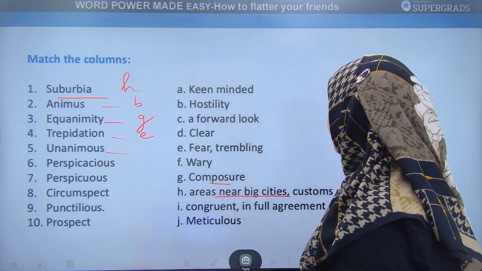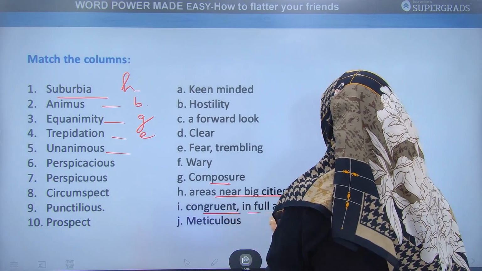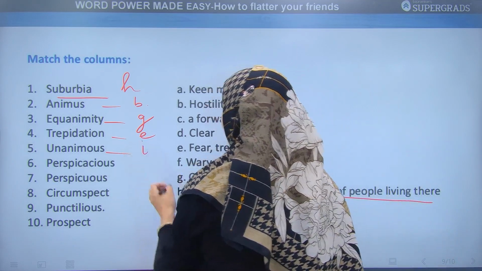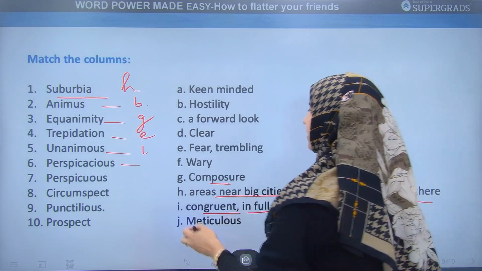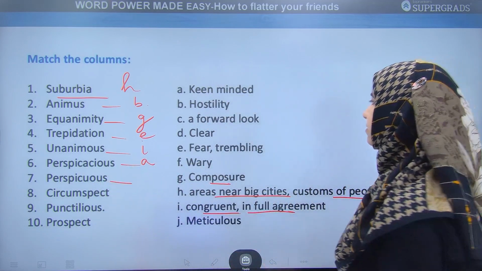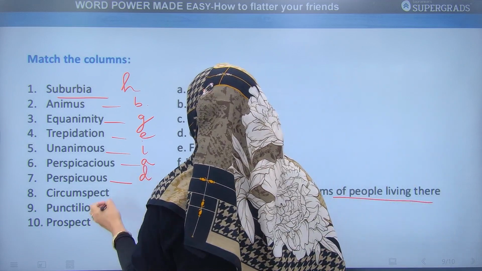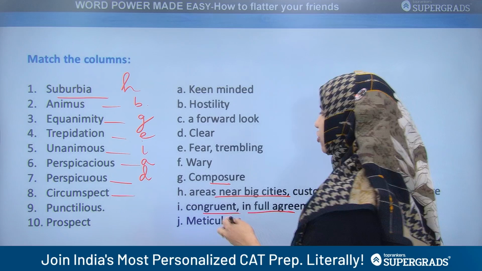Unanimous, you all agree. Congruent, when you're together, in full agreement. Yes, absolutely. I. Perspicacious, very sharp-minded or keen-minded. A. Perspicuous is when you're very clear. D. Delta. Circumspect, you're very wary and very careful, cautious.